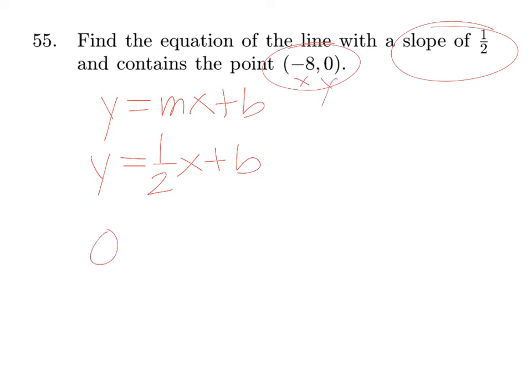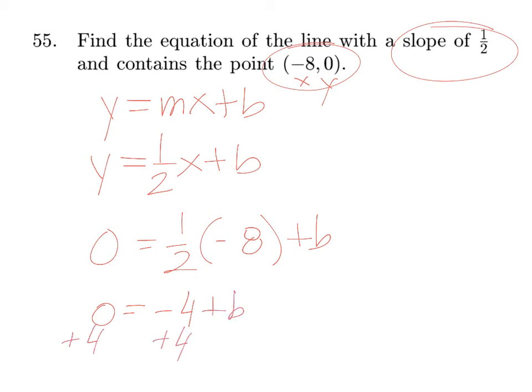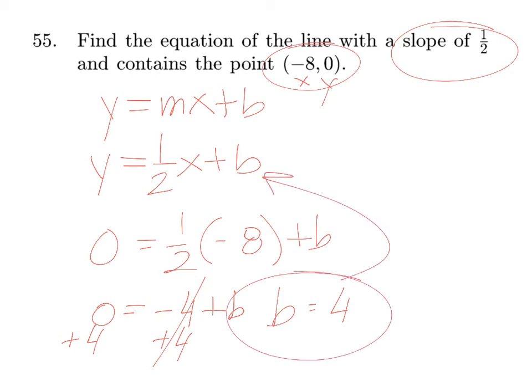Plug in those values. I get 0 equals half of -8 plus b. All right, 2 goes into 8 4 times. Just add the 4 over to the other side. B equals 4. Now I could take this information, plug it in. Y equals half x plus 4. Done.